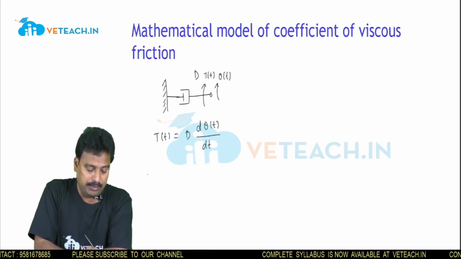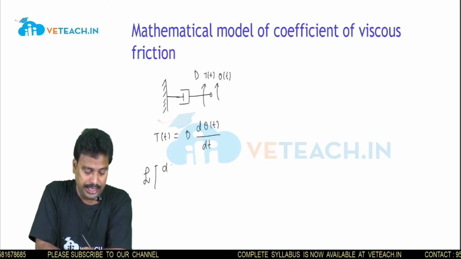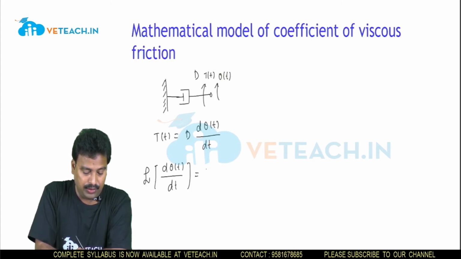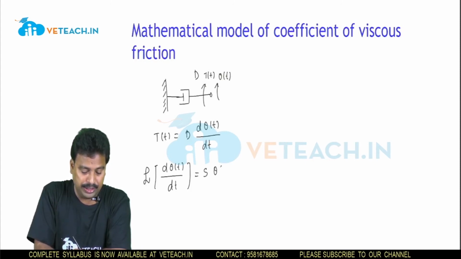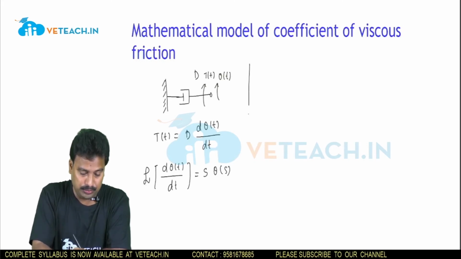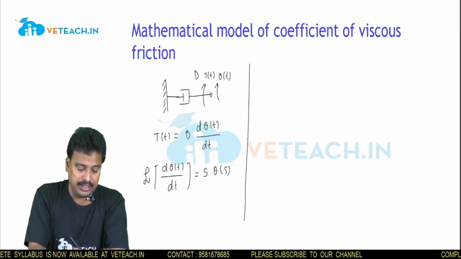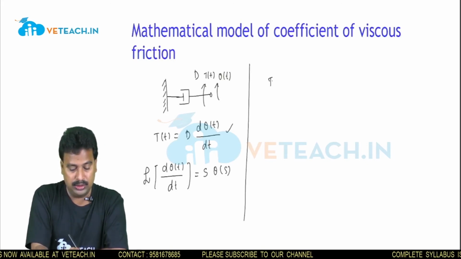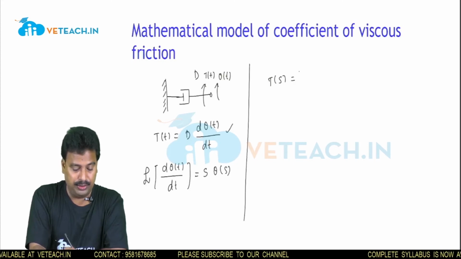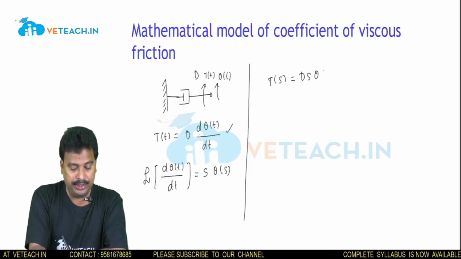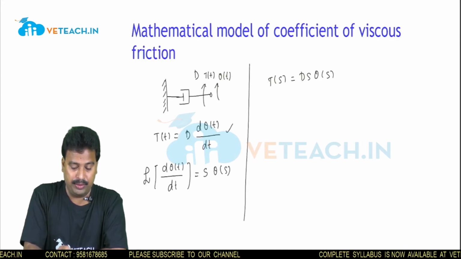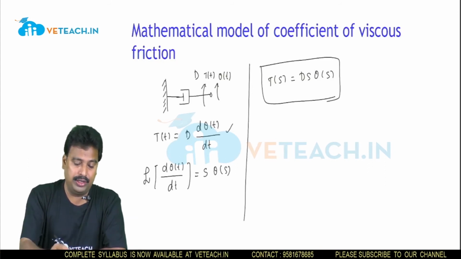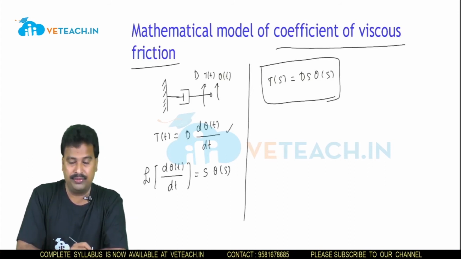We know that the Laplace transform of d theta of t by dt is equal to s into theta of s. So, you apply Laplace transform on both sides, and this equation changes to T of s is equal to ds into theta of s. So, this is the mathematical model for coefficient of viscous friction.